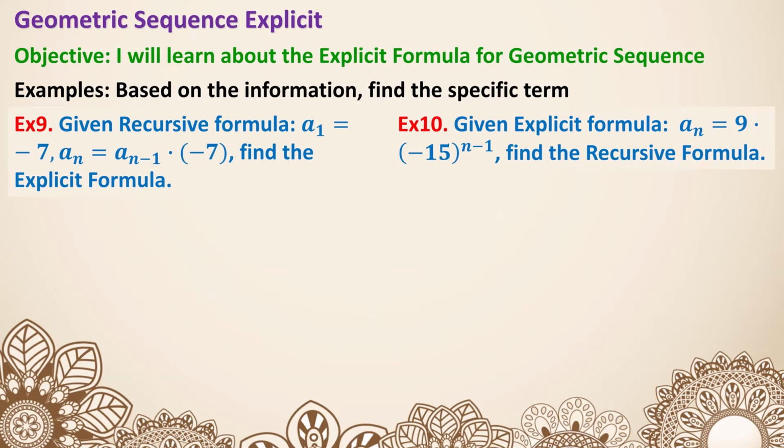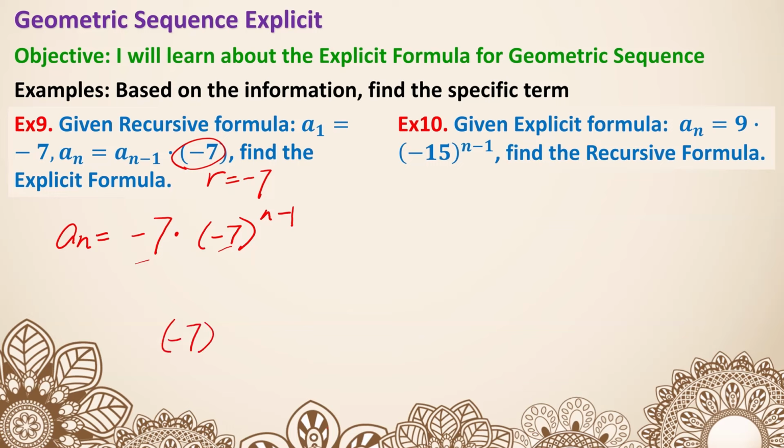Moving on, example 9 and example 10. This time you're given one formula, it's asking to find the other. First one, you're given the a sub 1 and the recursive formula. So a sub 1 is already there. This is going to be our R, explicit formula, a sub n equals negative 7 times negative 7 to the n minus 1 power. Technically, because these are both negative 7, you could simplify it, which means you actually have one extra, so it's just negative 7 to the n minus 1 power. But let's keep it this way, because that looks more like your explicit formula, making n minus 1 as the exponent. Example 10. First, find a sub 1.